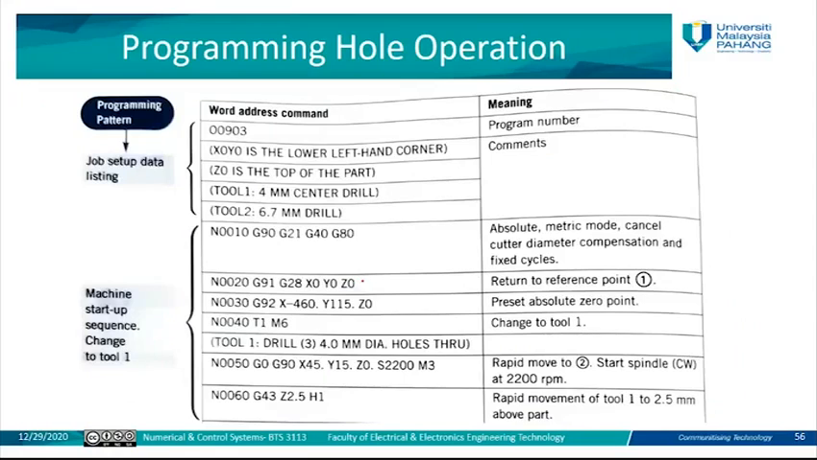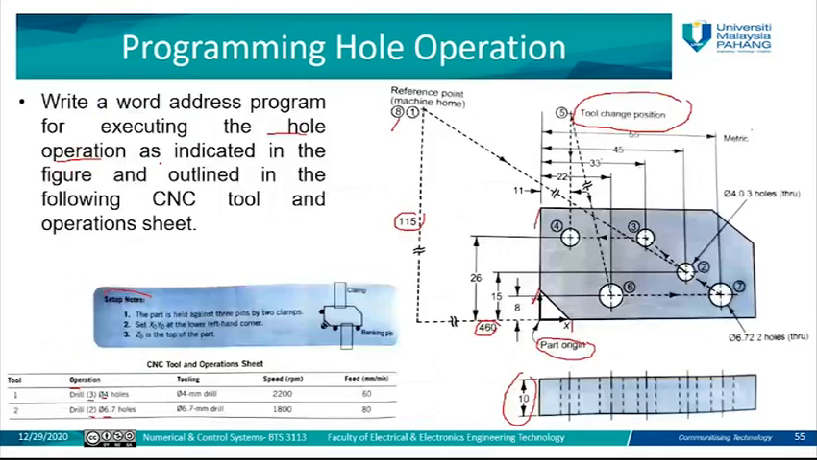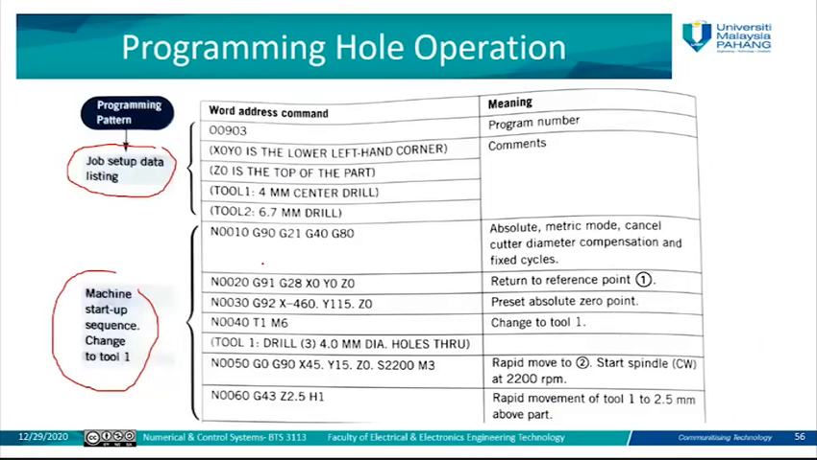So here is the complete program, with the definition of what we have in the first part and what we have in the second part. In the first part here, we have the job setup data listing. In this we have to write some comments or some information which guides the operator on what this program is all about. It's just a summary of the explanation in this slide, for example. So we will mention the tools, and that we need to create holes and so on. All this will be in the job setup data listing.